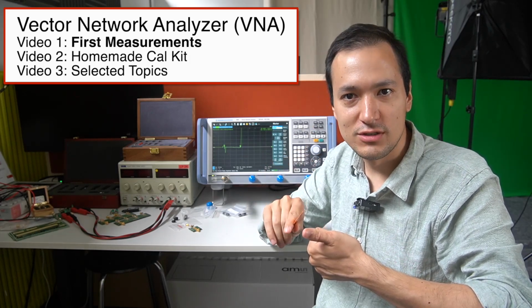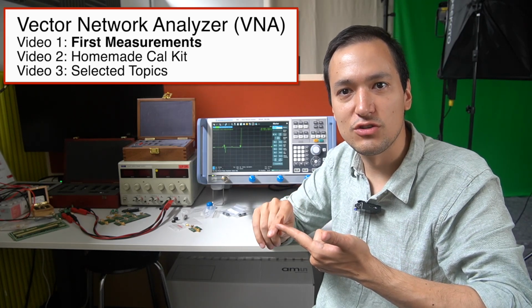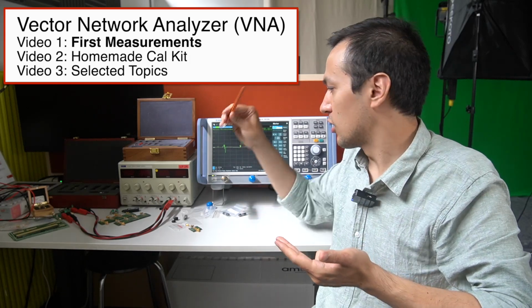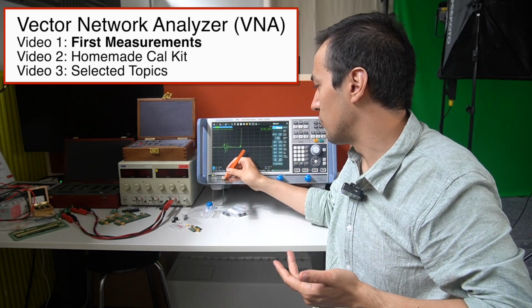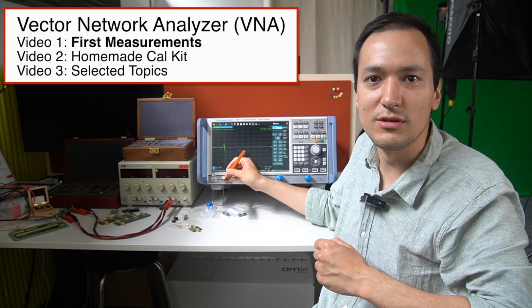phase and magnitude errors. Second, we will characterize a 100 nanofarad capacitor and build a model out of it. And at the end, I would like to talk a little bit about time domain reflectometry. In short, TDR. This is what you can see here already in the background.